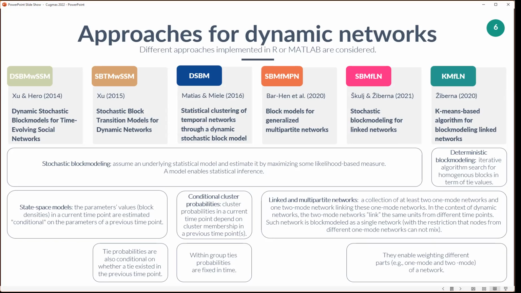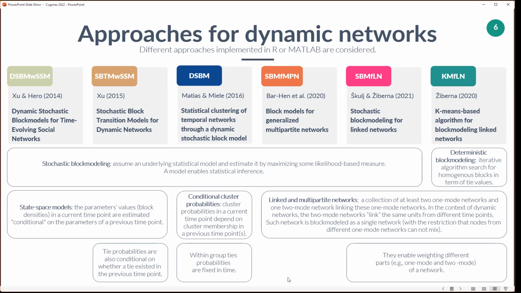And on the other hand, we have so-called linked and multipartite networks. This is a collection of at least 2 one-mode networks and one two-mode network. This two-mode network links the nodes from different one-mode networks, so from different time points. This linked network is then block modeled as a single network with the restriction that the nodes from different time points cannot be clustered into the same cluster.